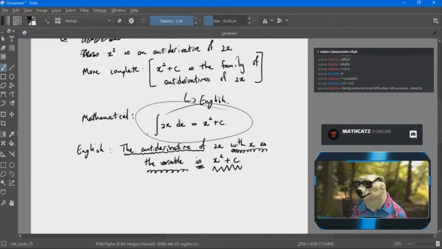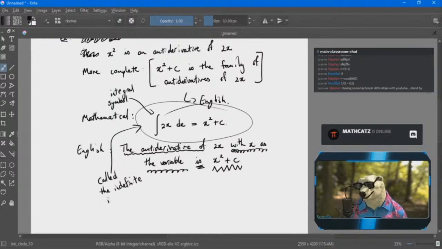The sentence means the same. We're going to call this symbol the integral symbol. And we're going to call this whole thing, this sentence really, the indefinite integral of, in this case, 2x. Really, I'll say here, with respect to x.